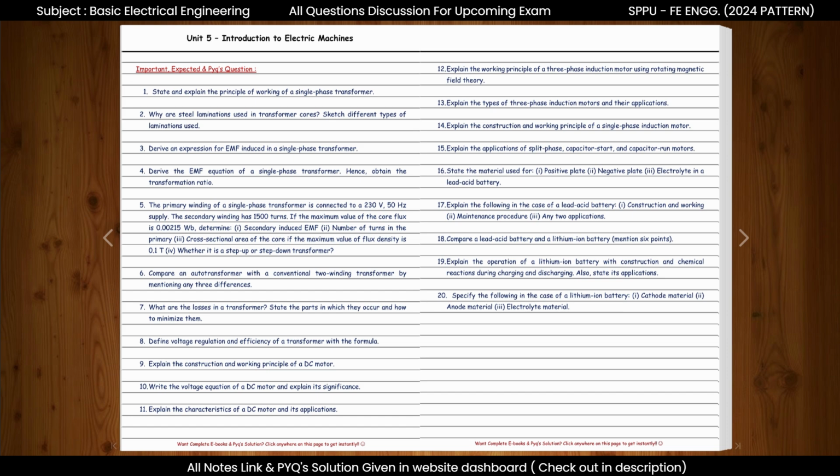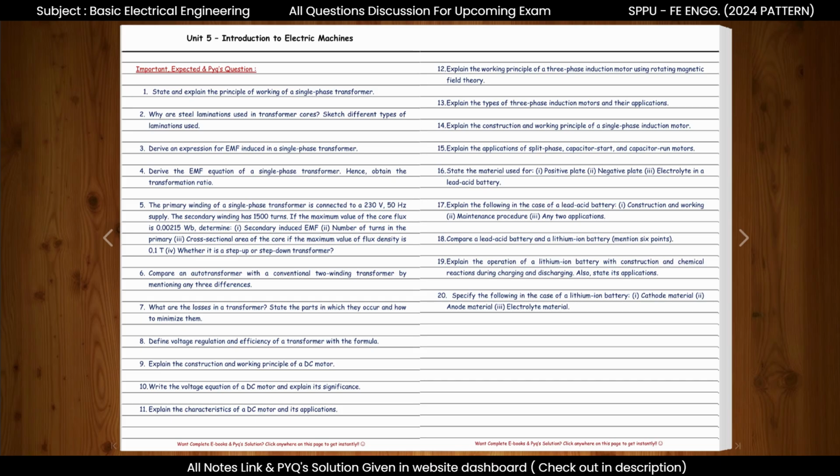Alright, let's move on to our next important topic. State the material used for positive plate, negative plate, and electrolyte in a lead-acid battery. The positive plate is made of lead dioxide, the negative plate is made of sponge lead, and the electrolyte is dilute sulfuric acid.